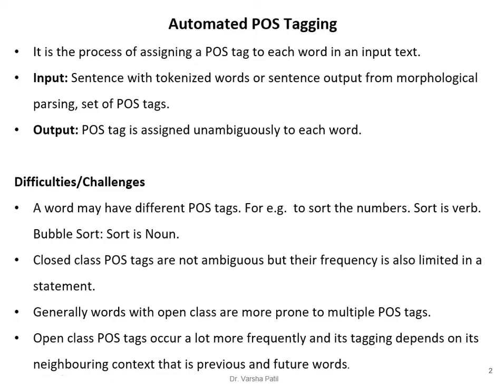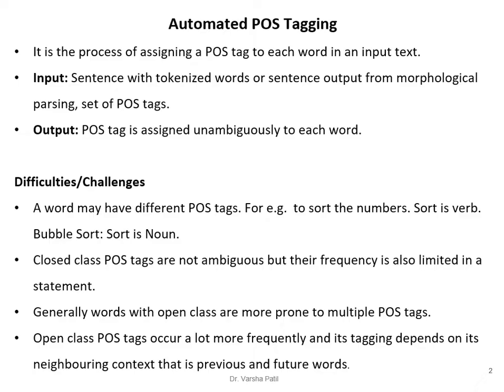Automated part of speech tagging problem. It is a process of assigning a POS tag to each word in an input text. Input is a sentence with tokenized words, or input may be from the morphological parsing set of POS tags. Output: the POS tag is assigned unambiguously to each word. Now, the process is not simple because of the following challenges.